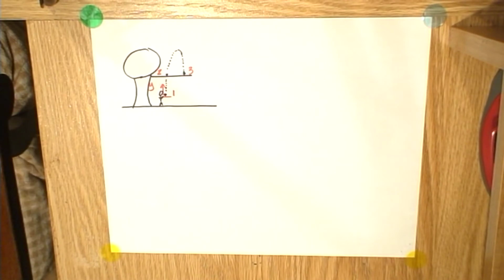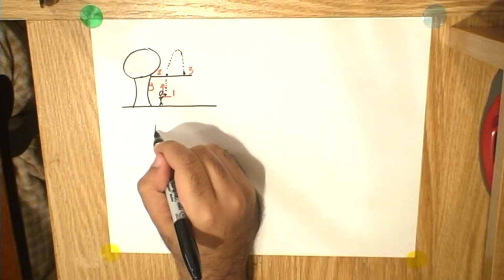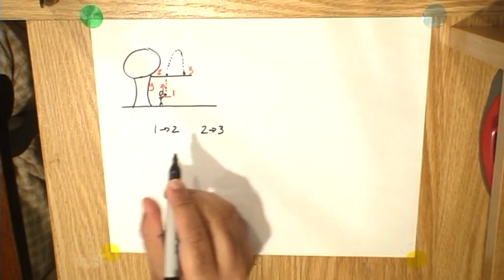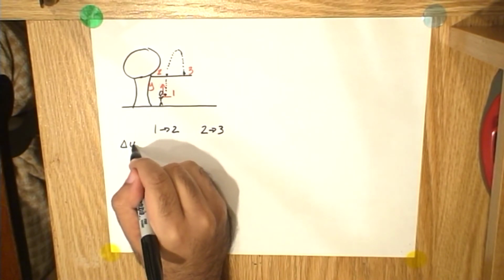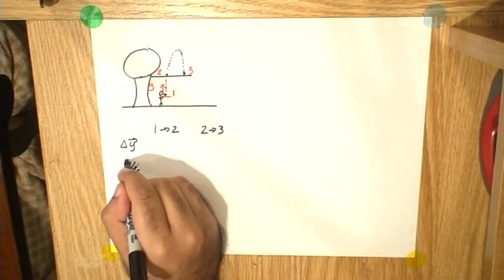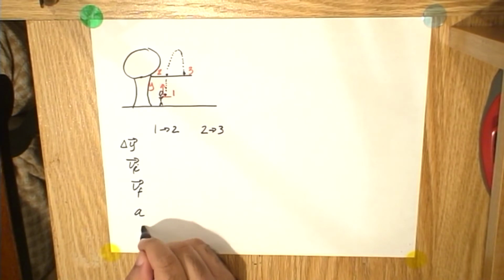Now next, let us plug in all of the information that we know. There are now 2 phases, 1 to 2 and 2 to 3. Each one is going to have its own displacement, initial velocity, final velocity, acceleration, and time.